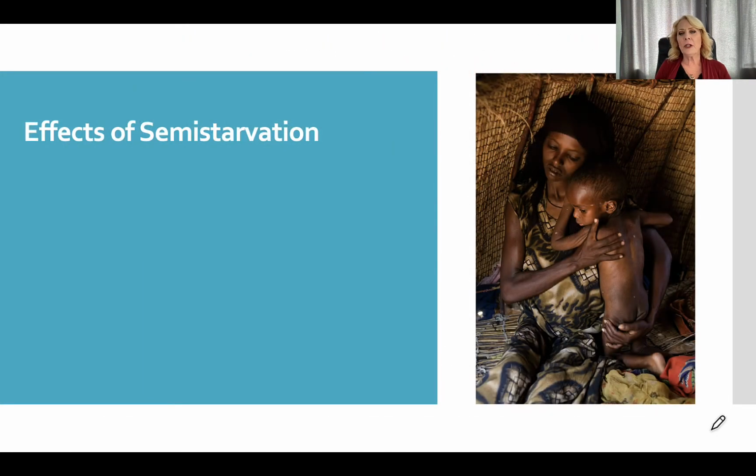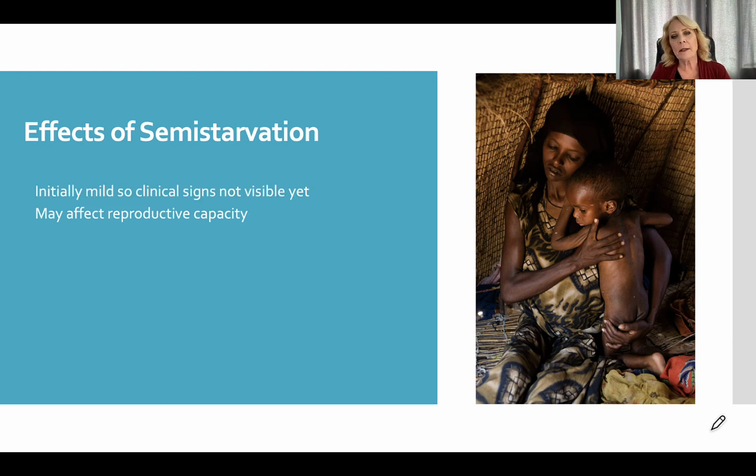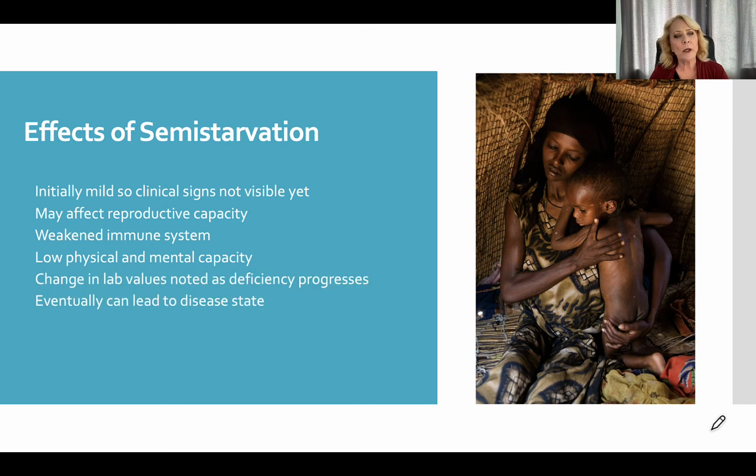Now, another issue is what we would call semi-starvation. So people have food, but they don't have enough food and they don't have it for long periods of time. Initially, because they're just really hungry, you might not see any visible symptoms or signs in these people, except for a lot of fatigue, a lot of sleeping. But then as time goes on, you're going to see other issues. For instance, it reduces reproductive capacity. It weakens the immune system. Of course, they have very low energy, so they don't feel like doing any work. They have a hard time thinking, so reduced mental capacity.